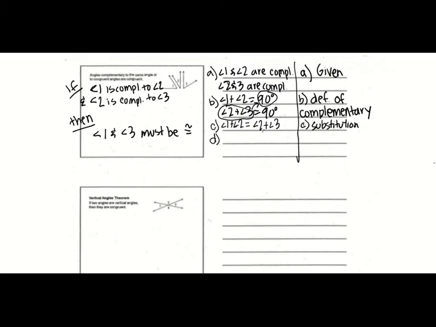Now if I have this equation on line C, if I subtracted angle 2 from both sides, that would leave me with angle 1 is equal to angle 3. That is our subtraction property. And finally, I'm trying to prove angle 1 is congruent to angle 3. And if those measures are equal, then I know angle 1 is congruent to angle 3. Definition of congruent.